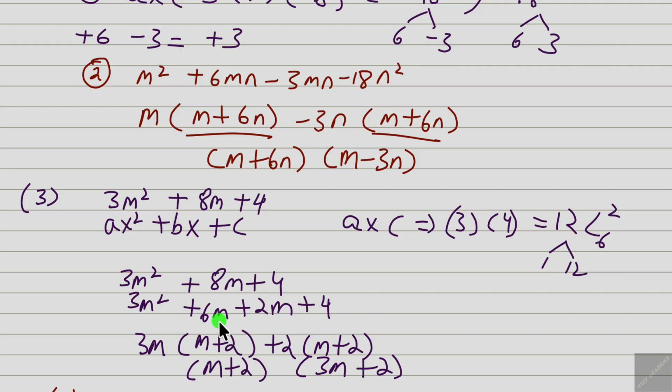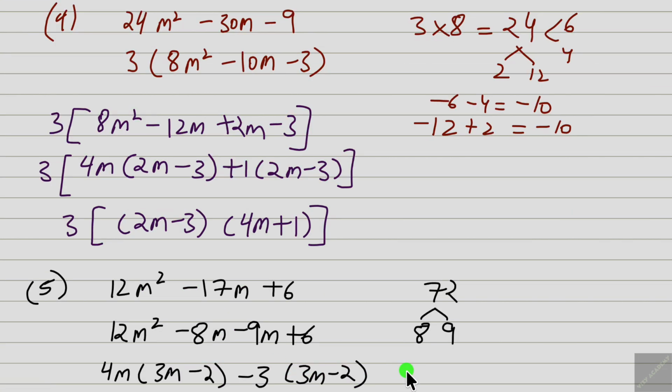So now 3m square plus 6m, the common factor is 3m. That is 3m square by 3m, m; 6m by 3m will be 2. 2m by 2 will be m, 4 by 2 is equal to plus 2. So it will be m plus 2 times 3m plus 2.